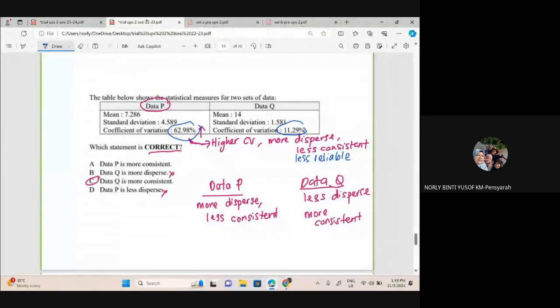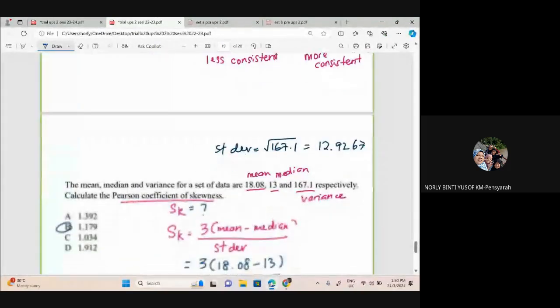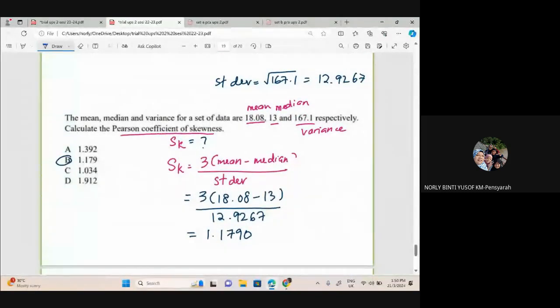So data P more consistent salah lah, sepatutnya less kan kat sini. Data Q more dispersed pun patutnya less dispersed. Data Q more consistent, betul. Data P is less dispersed, salah lah, patutnya more dispersed. Itu cara you nak pilih the correct statement based on your concept of higher CV, more dispersed, less consistent, less reliable. Okay, and then next one also the same thing.